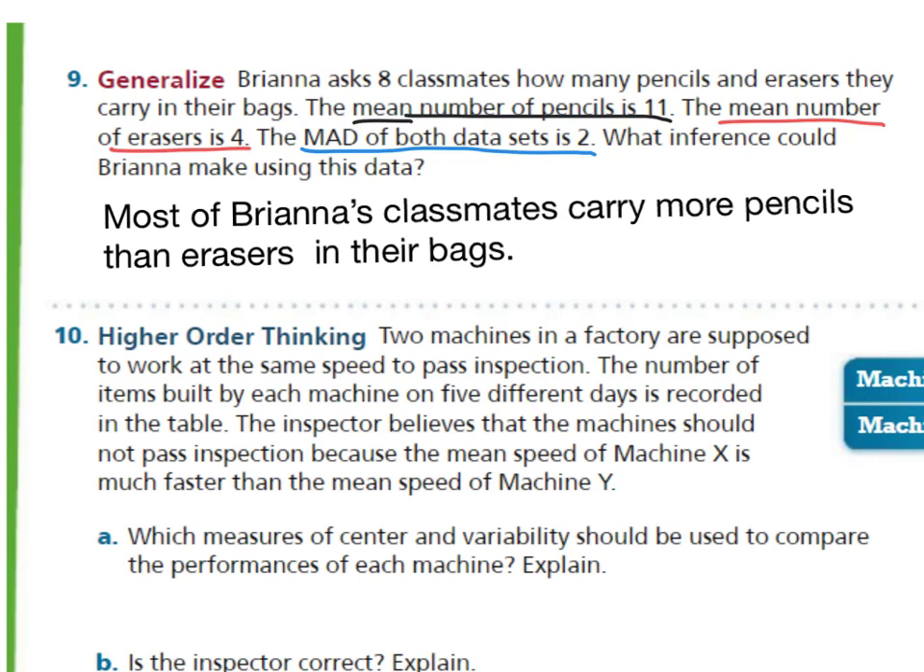So, kind of a statement of the obvious here maybe, but we could say most of Brianna's classmates carry more pencils than erasers in their bags. Okay, a mean of 11 versus a mean of 4. Obviously a lot more pencils they're carrying than erasers.